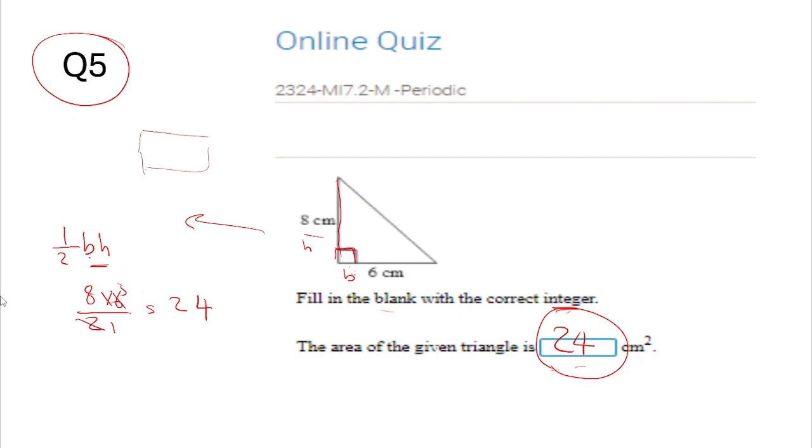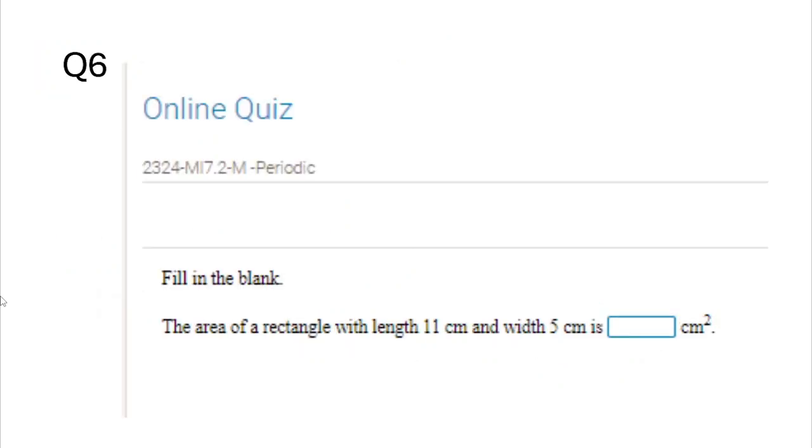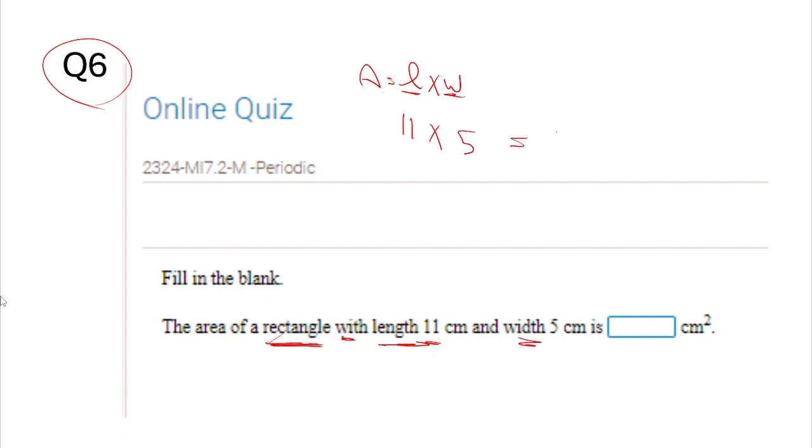Let's move to question number 6. Okay, question number 6. Now the area of the rectangle. The area of the rectangle is length multiply width. It's saying here with length 11. So length is 11 multiply by width is 5. It will be equal to 55. So the answer here will be 55.